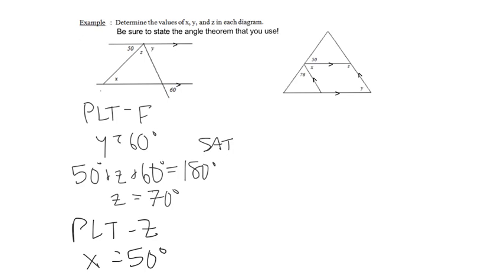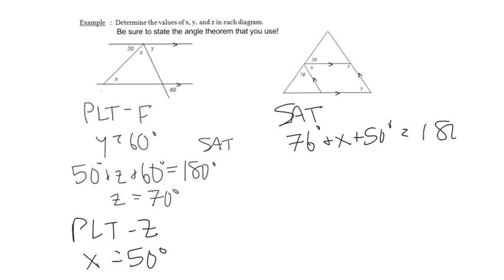Looking at the second shape, again, I have a few options here. Okay, so once again, I can start with my supplementary angle theorem. So supplementary angle theorem, 76 plus x plus 50 equals 180 degrees. Okay, and then subtracting, x equals 54 degrees.